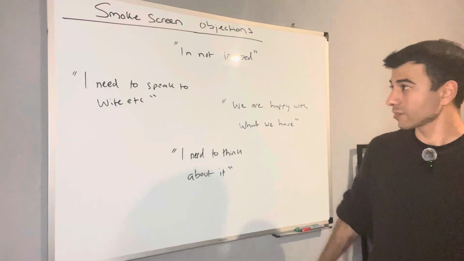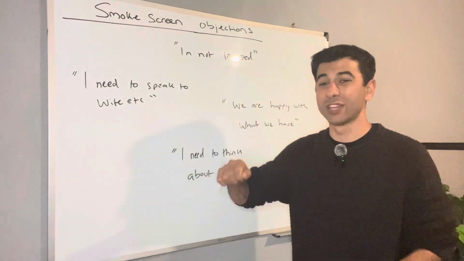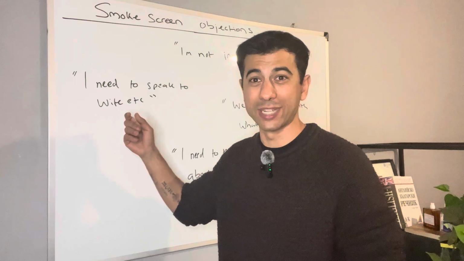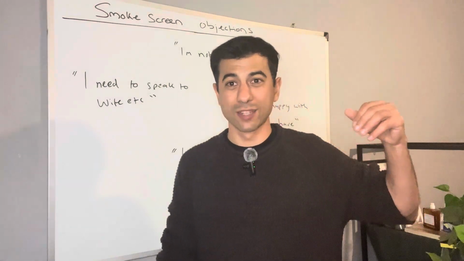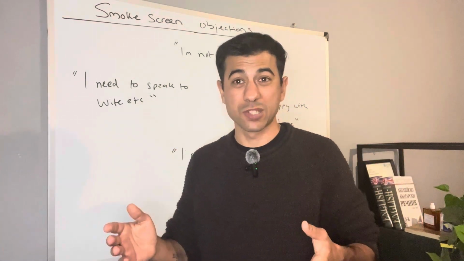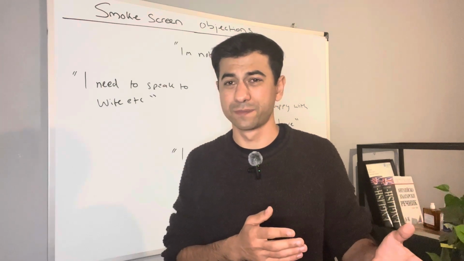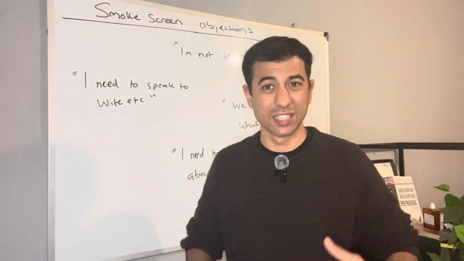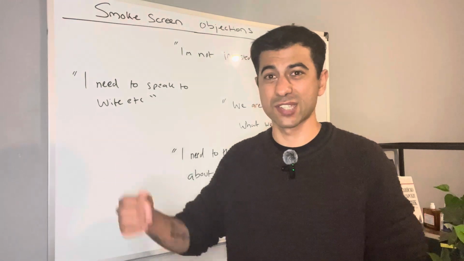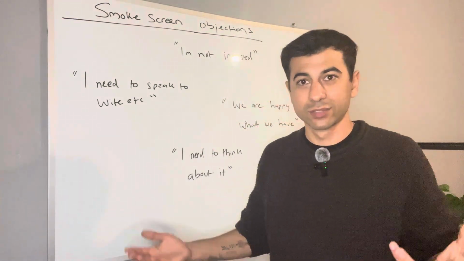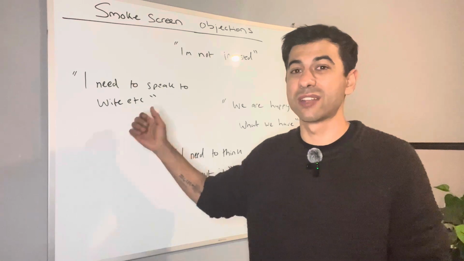Okay? I need to speak to my wife. This is not a real objection. It never is, it never was, it never will be. Okay? Great, you need to speak to your wife. What do you need to speak to her specifically about? Is it myself? Is it the company? Is it the service? Is it just a quick check-in? Okay, so once again, we're getting them to be specific.